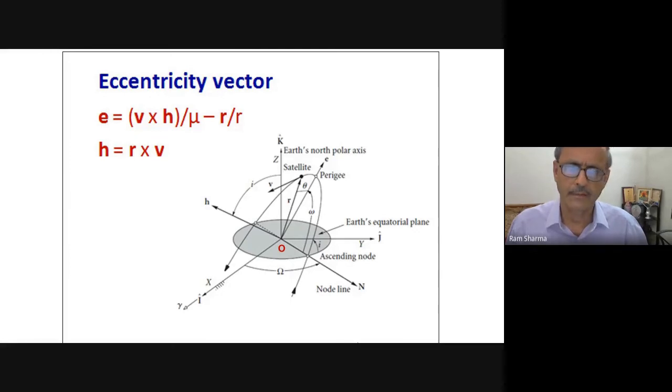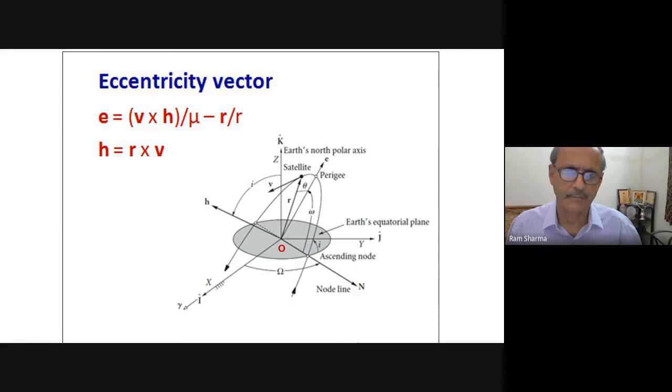H is the angular momentum, R cross V. It passes through the center and is perpendicular to the orbital plane. And the eccentricity vector passes through the perigee, the point which is nearest to the Earth. It is V cross H divided by mu, the gravitational constant, minus the R vector divided by the magnitude of R. So the thick ones are the vectors.